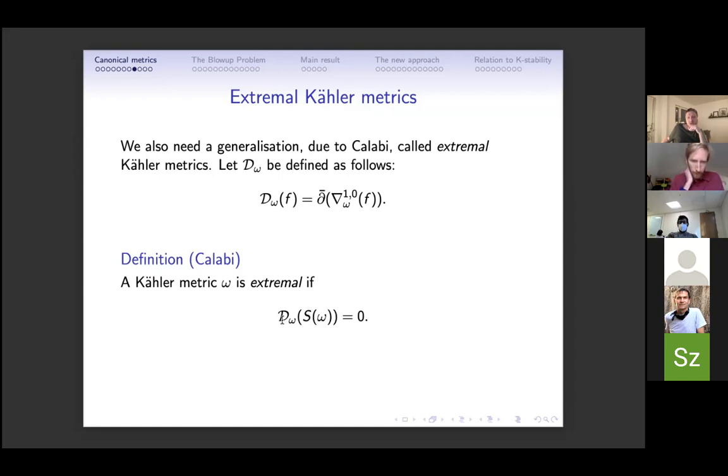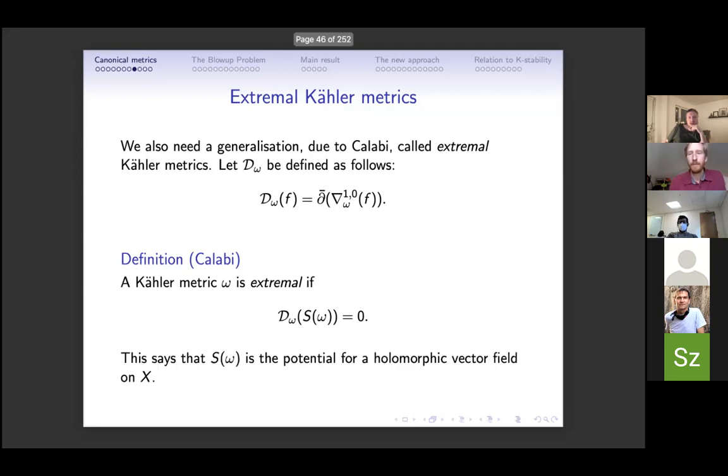So here I should say, if we change omega to omega phi, both the d omega and the scalar curvature s omega are going to change. So it's d omega phi of s omega phi equal to zero. So you want it to be in the kernel of this operator for the new metric omega phi. So what this is saying is that the scalar curvature is a potential for a holomorphic vector field. If we take the 1-0 part of the gradient of the scalar curvature, then this defines a holomorphic vector field on X.